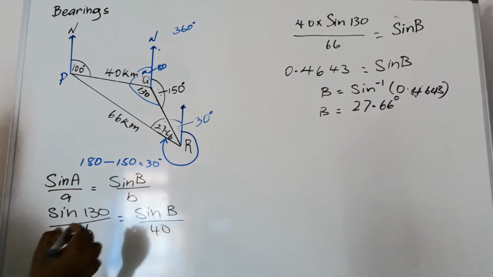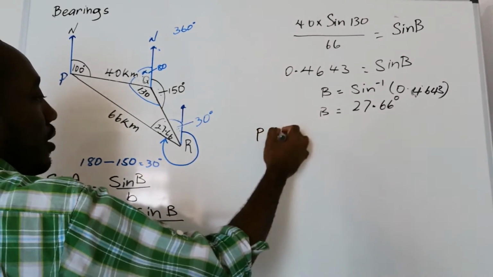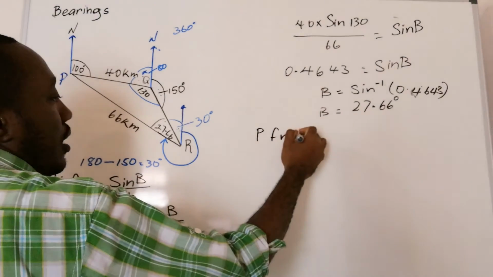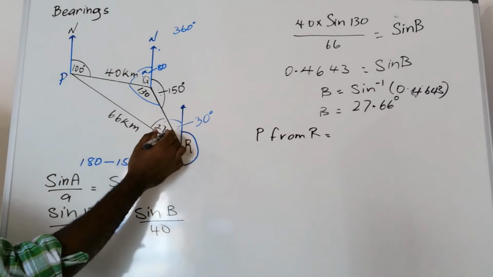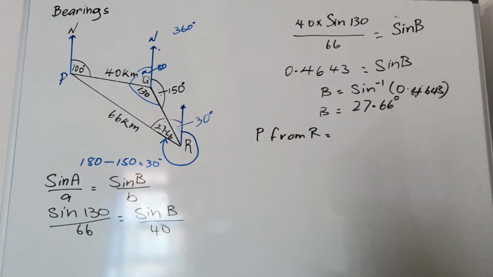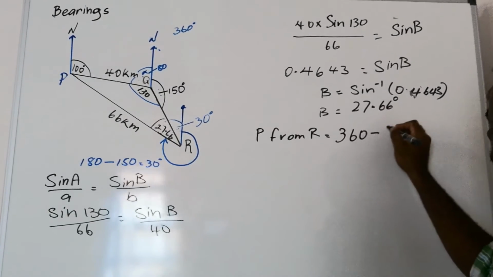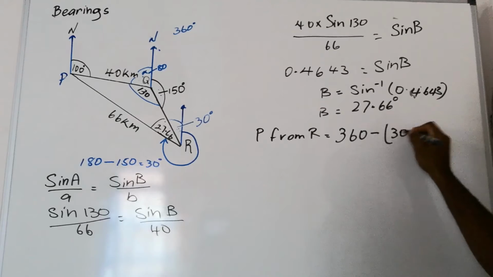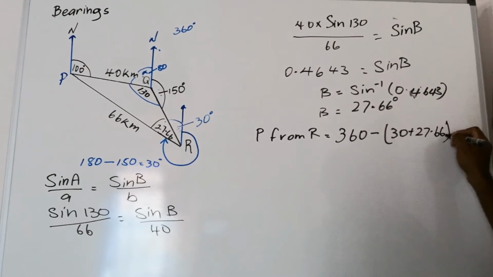So the bearing of P from R will be the 30 plus our 27, and from that, when we find the sum of that, we will subtract it from 360. So 360, take 30 plus our 27.66 degrees.